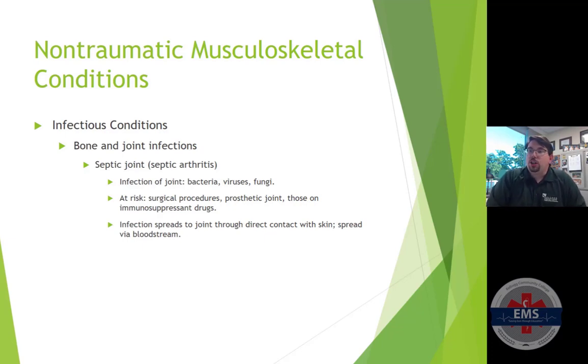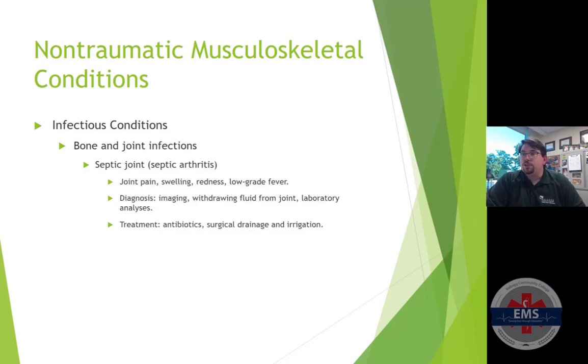Another one that we can deal with is septic arthritis, also referred to as a septic joint. These are infections of the joint itself caused by bacteria, virus, or fungi. Those at risk are those involved in surgical procedures, maybe they have a prosthetic joint, or they're on immunosuppressive drugs. A prime example could be someone who has a knee replacement, very common, but if the joint were to become infected, you would end up having a septic joint. Infection can then spread from the joint through direct contact with the skin, and then it gets into the bloodstream. At that point, now we're dealing with a septic patient.